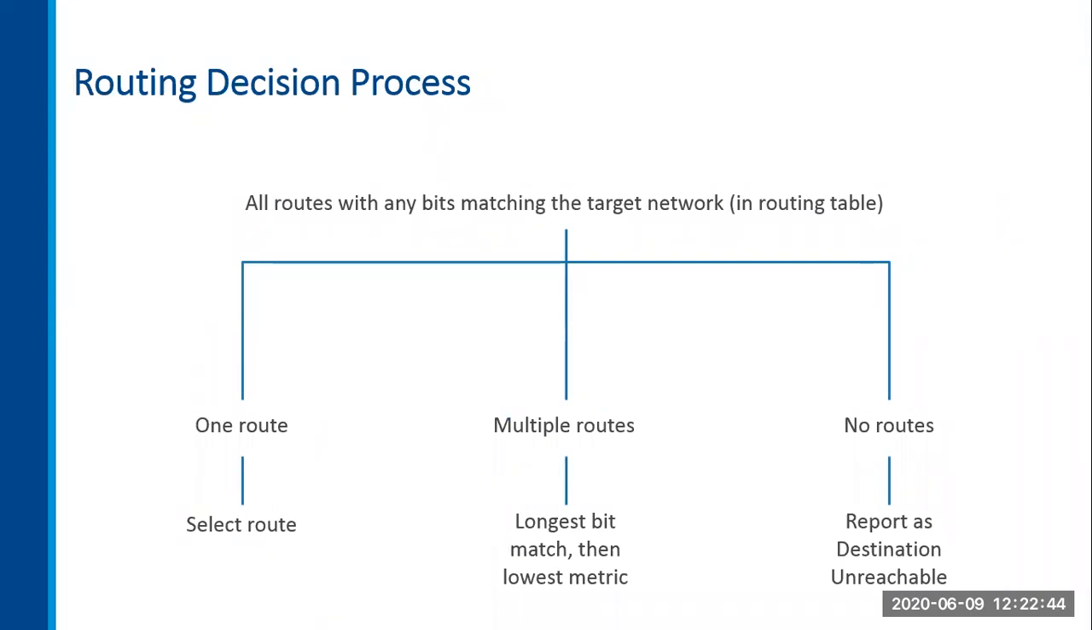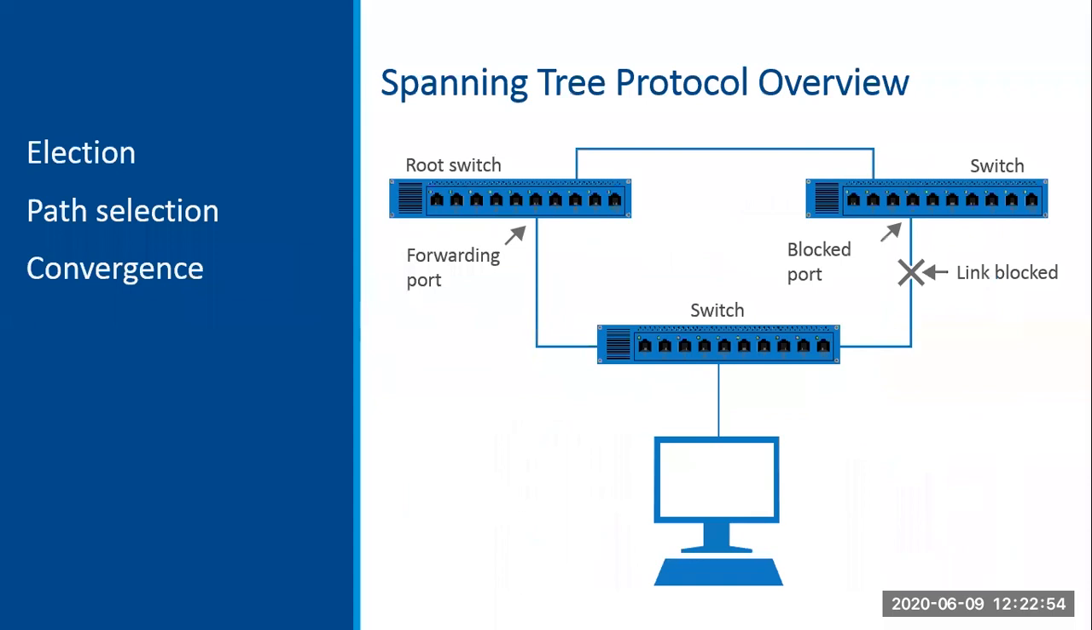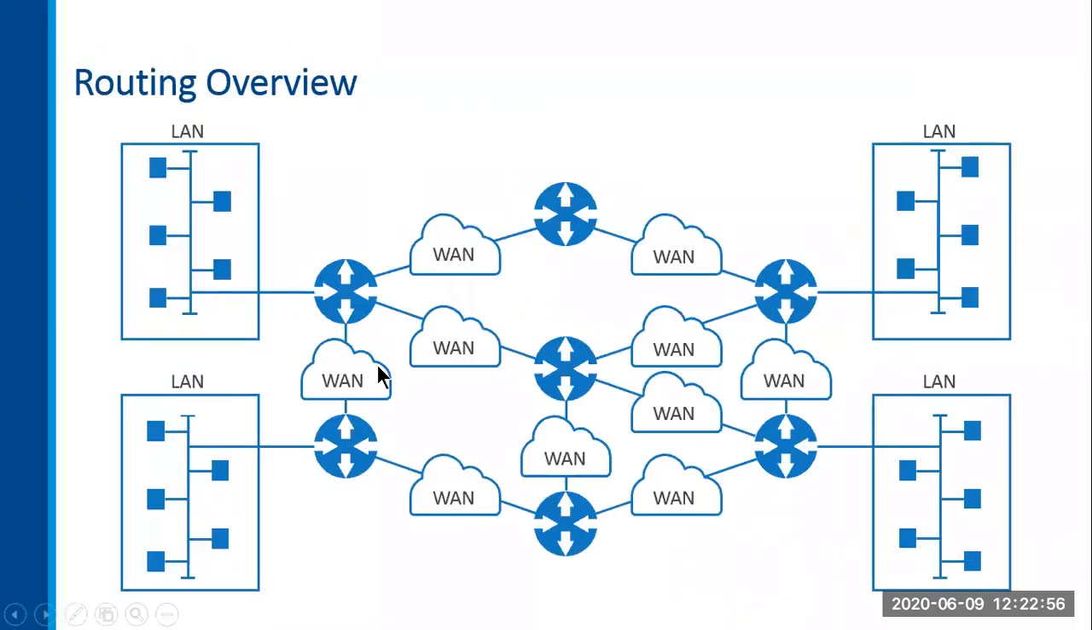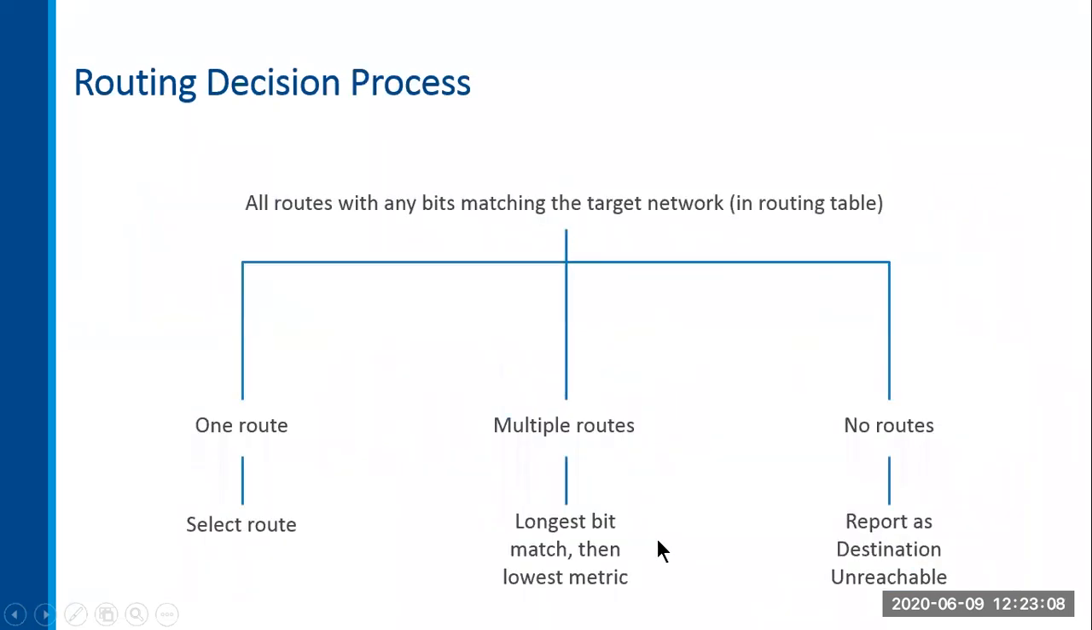So the first thing is the routing decision process. When a router receives a packet, how does it figure out how to forward that packet? Because remember, you have lots of different paths. The router has to make a decision. For example, this router here at the bottom has to decide: do I send the data out this way, or this way? And that's what this decision process is all about.